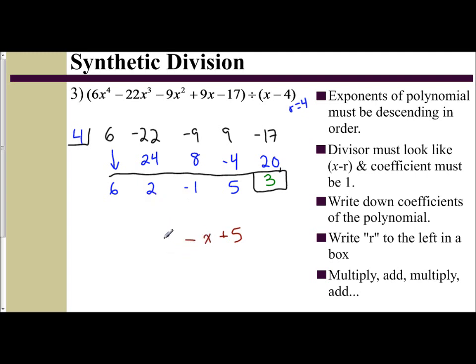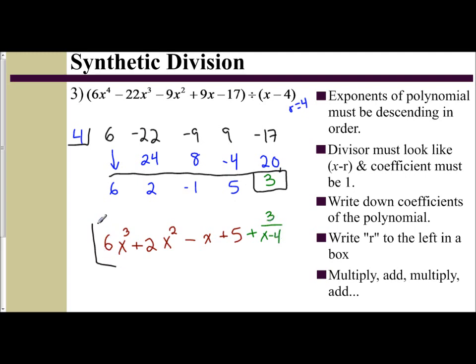2 is the coefficient for my x squared term. So that's a positive 2x squared. And 6 is the coefficient for my x cubed term. And now I take in consideration my remainder. It's a positive 3, so plus 3 over what I divided by, which was x minus 4. And so that is the solution.